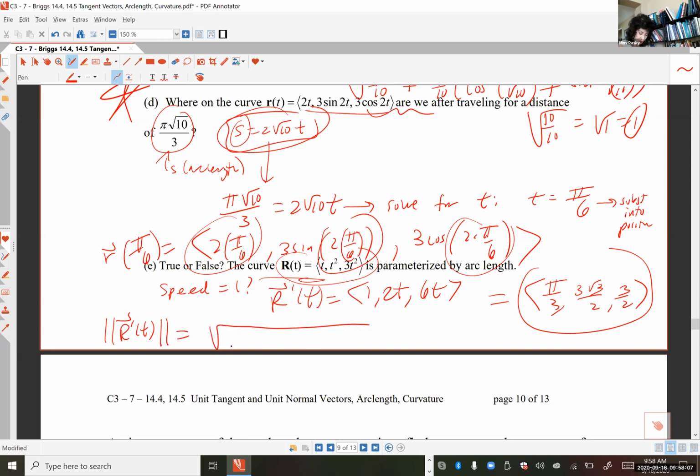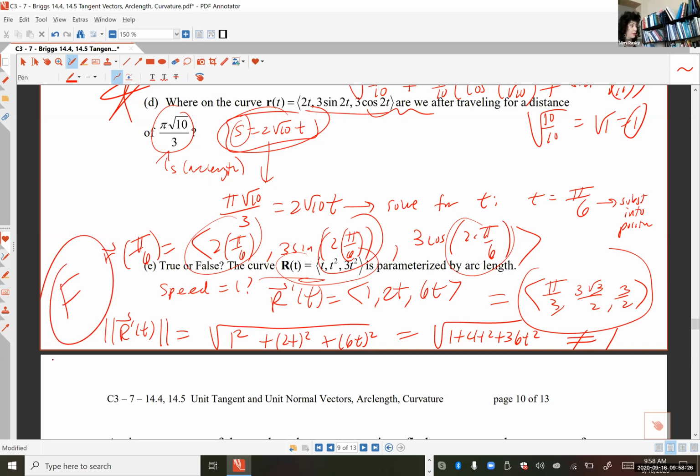And so when I take the square root of the sum of the squares of these components, I don't get a 1. I get some scalar function of time t. I get something like the square root of 1 plus 4t squared plus 36t squared. And that certainly is not equal to 1. So forget that, it's false. And that's good enough for government work, okay? I think this is a good place to quit.